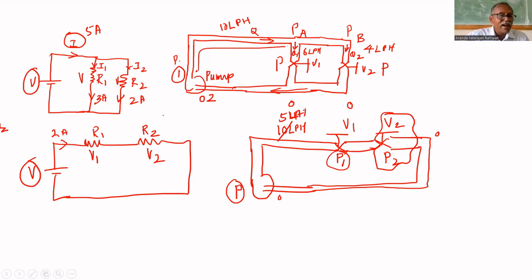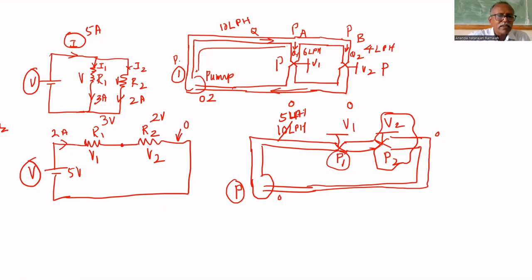In the same way, you are applying say 5 volt. 3 volt is dropped across R1. If 3 volt is dropped across R1, what is the voltage drop across R2? Definitely 2 volt. At this point, the voltage becomes 0. What is the voltage at this point? 2. Voltage at this point is 2.